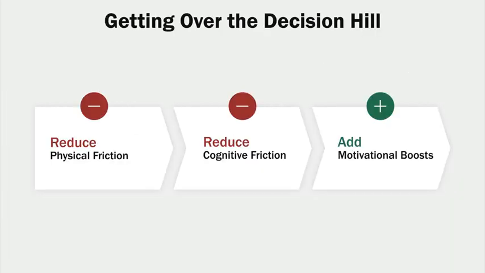So getting over the decision hill and the motivation step comes down to thinking through 3 different steps: the physical friction, the cognitive friction, and then adding motivational boosts. Let's start with the first step. How can you reduce physical friction?